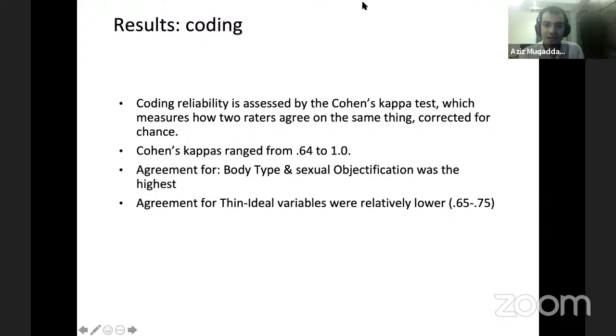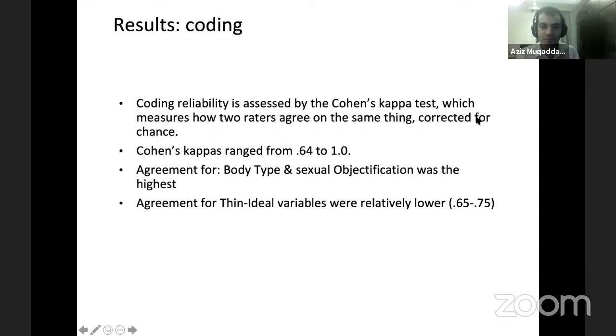And so, really quick about the coding, before we get to the final results: coding reliability is assessed by something called the Cohen's Kappa test. You don't have to know how it's done mathematically, but it measures to what extent two coders agree on something. It's like a correlation, or the percentage of agreement, okay?